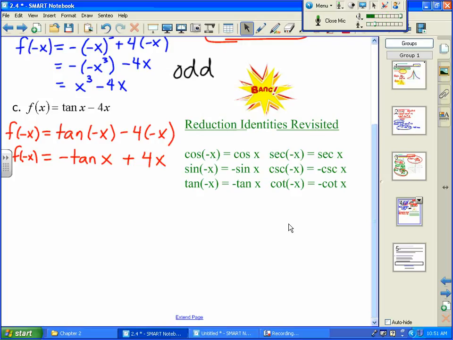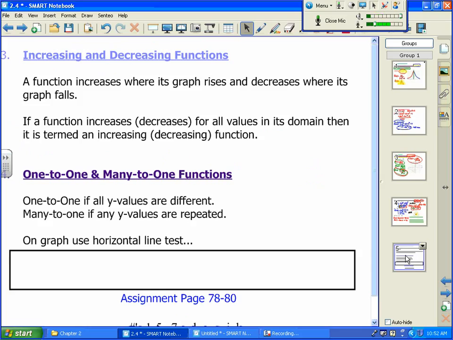Westcliff, do you guys remember these reduction identities? Okay, let's look at the last little bit here. This is also kind of a review, because I've been talking about increasing or decreasing functions already.